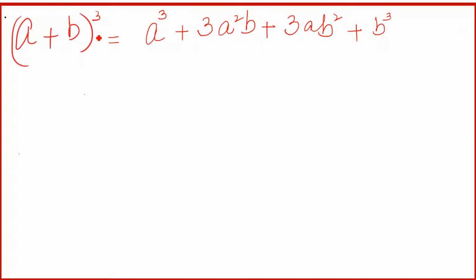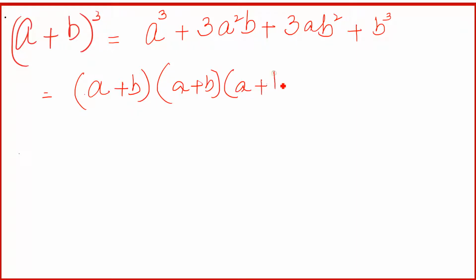(a plus b) whole cube means (a plus b) multiplied by (a plus b) multiplied by (a plus b). It means that you have 3 times. This is the cube on the top of the parenthesis, so whatever is inside the parenthesis, you have 3 times. Now we can multiply. You can take any two. So I will multiply these two first and then we will multiply with the other.